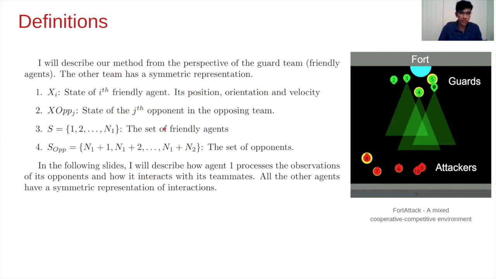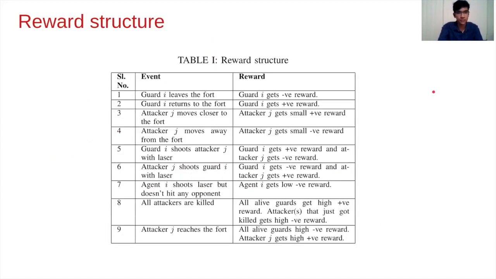In the upcoming slides, I will describe how agent 1 processes the observations of its opponents and how it interacts with its teammates. So here we have agents 1, 2, 3, 4, 5, and 6, 7, 8, 9, 10. I will show you our approach from the perspective of agent 1, but all other agents do a similar, symmetric thing. So it really makes sense just to look at one agent.